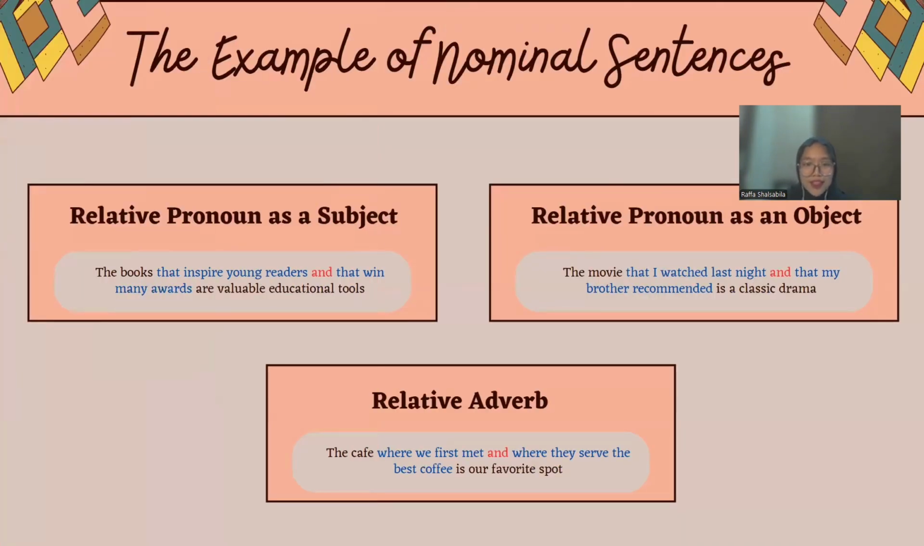Nominal sentence. A nominal sentence is a sentence that uses a nominal, a noun, adjective, or adverb, as a predicate, except a verb. In English, they often include a linking verb, or what we call an auxiliary verb, or to be, like is, are, was, were. For example, relative pronoun as a subject: the books that inspire young readers and that win many awards are valuable educational tools.